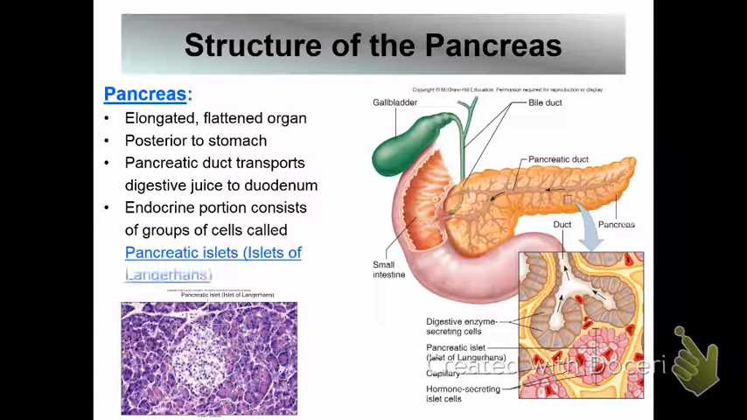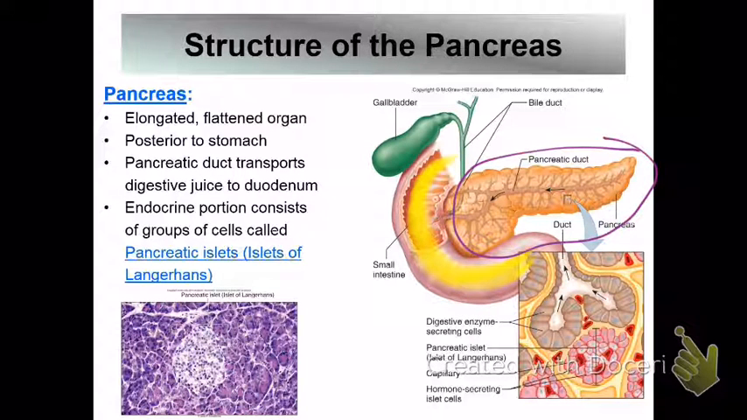Okay, pancreas: elongated, flattened. It sits just behind the stomach. It sits into the small intestines. This right here is the small intestines. This pink thing right here, that's the small intestines. So this is the pancreas, purple, circled.